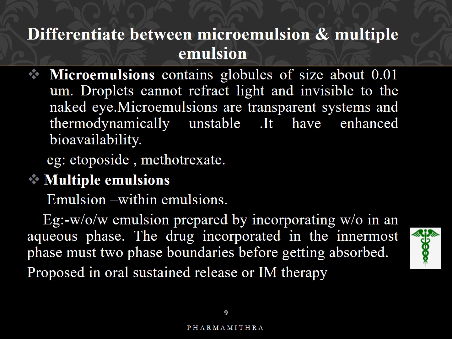Next question is about differentiating between microemulsion and multiple emulsion. Micro means it should be a small globule size emulsion, right? So we are talking about the globule. The globule size is about 0.01 micrometer, and this droplet cannot refract the light, so it cannot be visible to the naked eye. So this microemulsion will act as a transparent system, and it is a thermodynamically stable system. Compared to other emulsions, microemulsion has enhanced bioavailability, for example etoposide, methotrexate, etc.